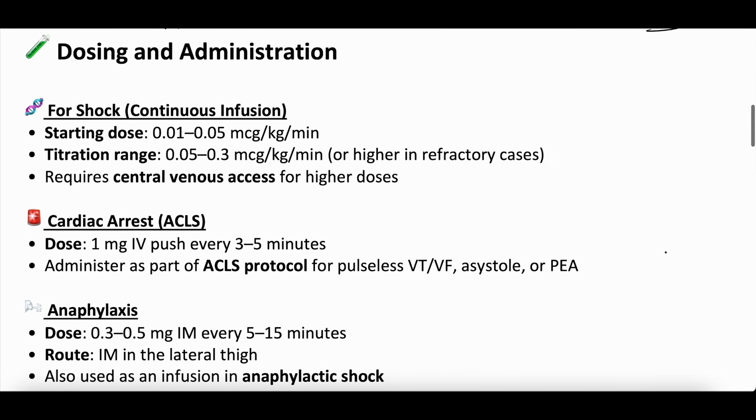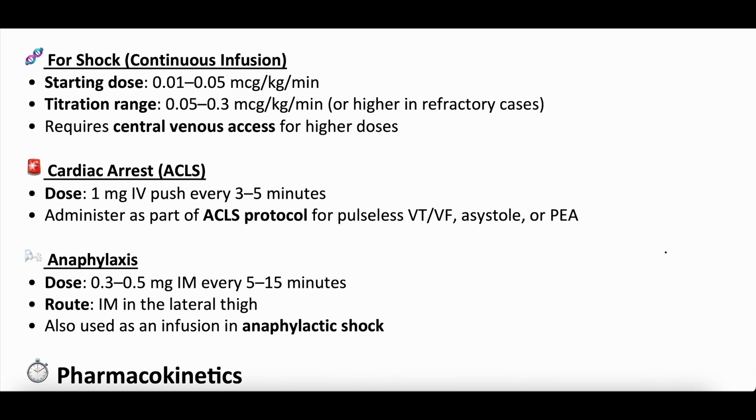So dosing and administration of epinephrine. We're going to divide this up into 3 different clinical scenarios. The first one being shock, the second one being cardiac arrest, and the third one being anaphylaxis, because they all require a slightly different approach. So in shock, epinephrine is a continuous infusion. It's weight-based, meaning its units are micrograms per kilogram per minute. Now, some institutions take the kilograms out, and they do non-weight based, all right, just in micrograms per minute. But in most institutions, it's in micrograms per kilogram per minute.